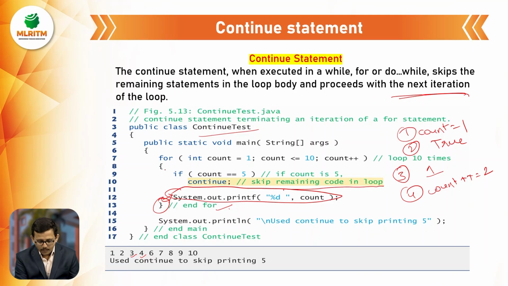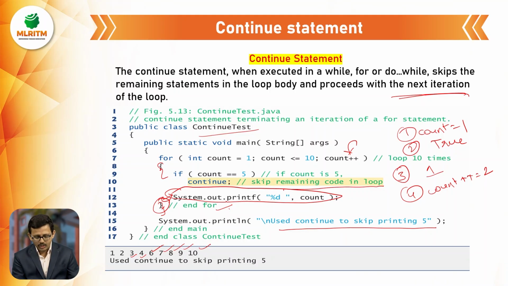That means we are skipping up to the end of the loop body, the end of the for loop only, not everything. We are directly going back to the increment. Using continue, we skip printing at 5. Then it goes back, to where? It goes to the incrementing value, count equal to 6. So again 6 is printed, 7 is printed, 8 is printed, 9 is printed, and 10 is printed.